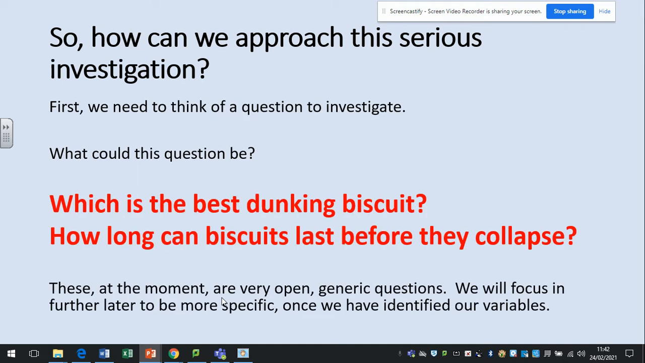Right, well, for me, the question might be, which is the best dunking biscuit? I think that's a vitally important thing for everybody to know. And how long can biscuits last before they collapse? That's a key problem in my timing because I've yet to finalise that. Now, these at the moment are very open, very generic questions. We will focus in a little bit later to a more specific scientific question once we've identified what we call variables, things that we can change. So we start off with a general question and then we narrow it down to exactly what it is that we're going to be looking at.